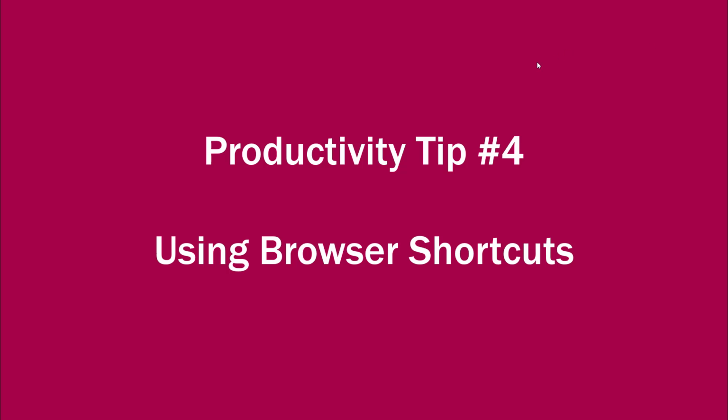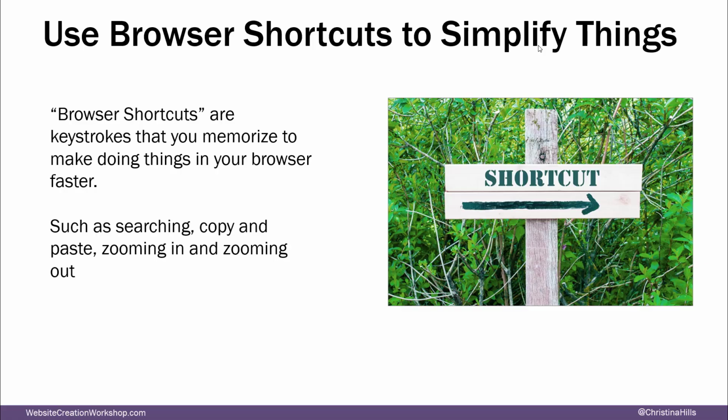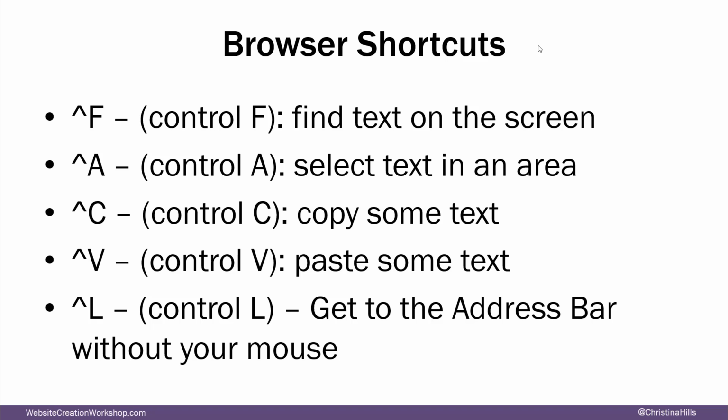All right, the next one is browser shortcuts. A lot of being productive is knowing how to use your browsers well. Browser shortcuts are keystrokes that you memorize to make things in your browser faster, such as searching, copying and pasting, and zooming in and out. These are the different browser shortcuts, and you're going to get this in the PDF that we're going to give you.